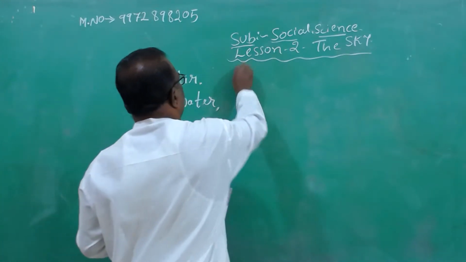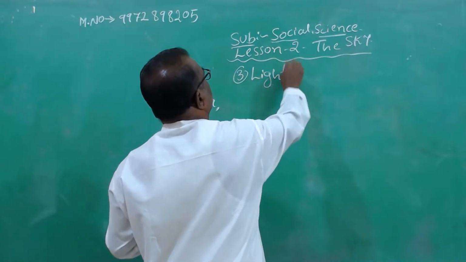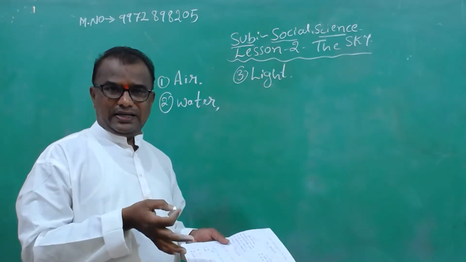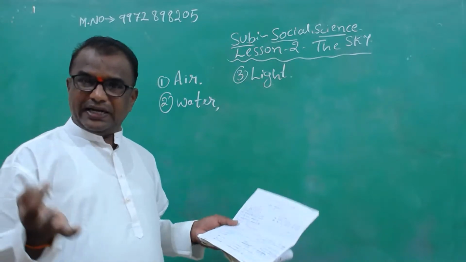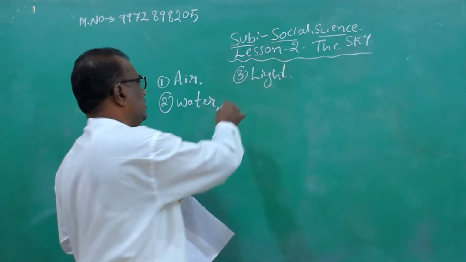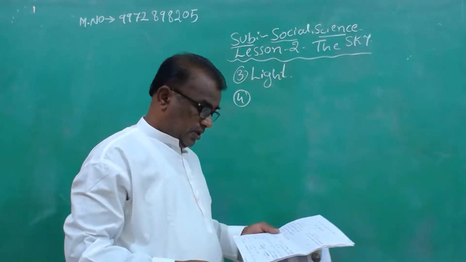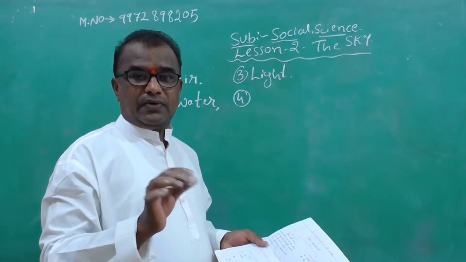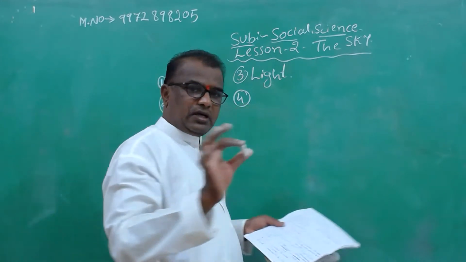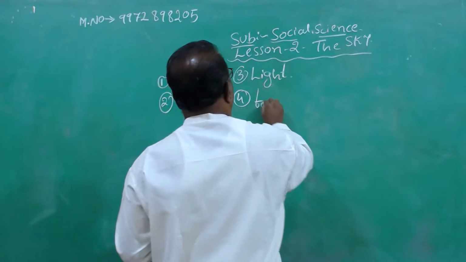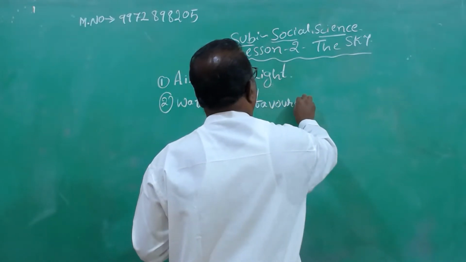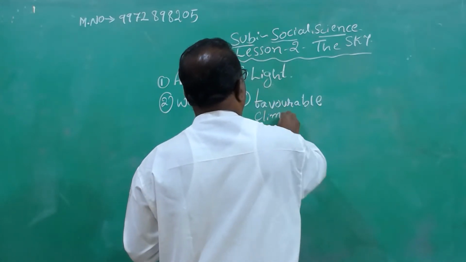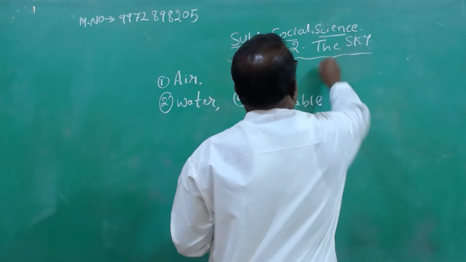Next, light that is suitable, not more, not less. Light means brightness; sunlight is available. And the fourth one, a favorable climate. The climate is favorable and suitable for living beings. That is available on the Earth. You have to write favorable climate.